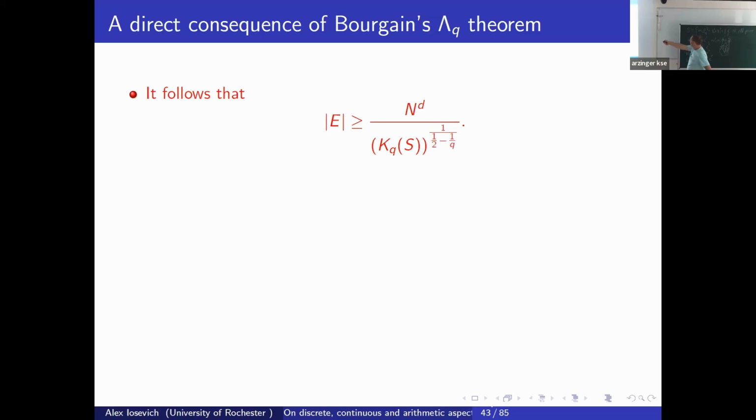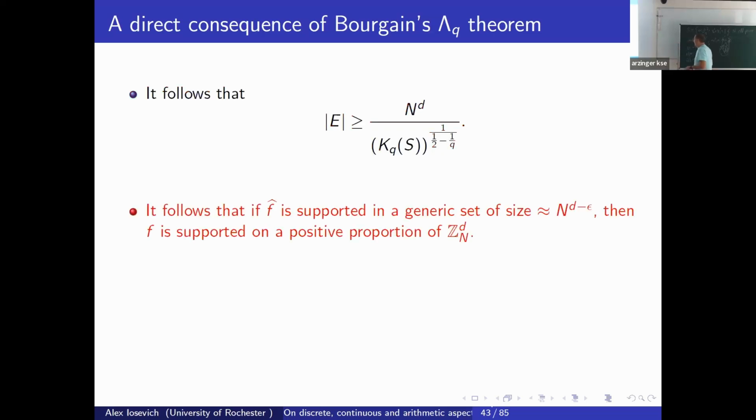As long as q is bigger than 2, what did we show? We showed that if f hat is supported in a typical set, or to put it another way, suppose that f hat is supported in any set for which Bourgain's estimate holds, and we know that it holds for a typical set, and this set is of size N^(d minus epsilon) for arbitrary but fixed epsilon, then f is supported in a positive proportion of Z_N^d.